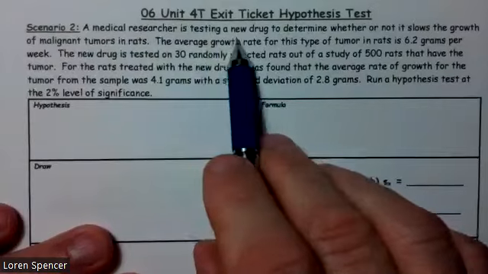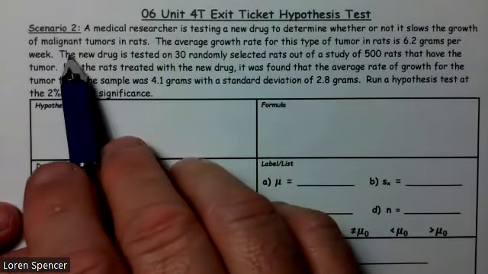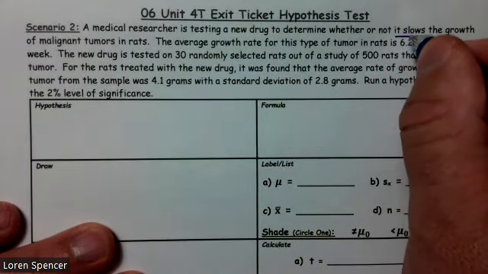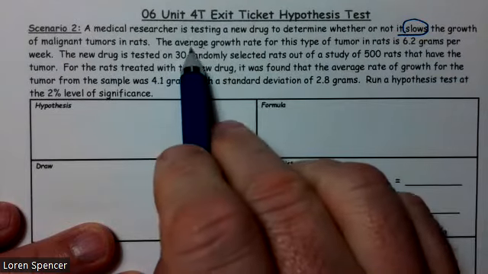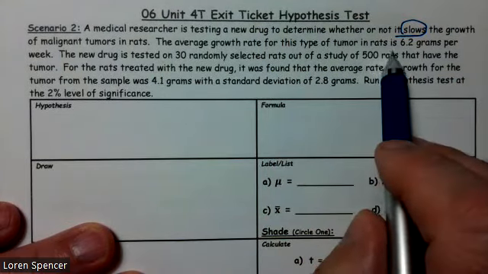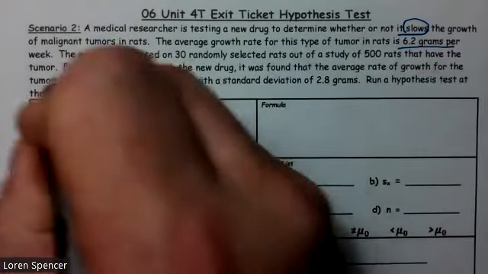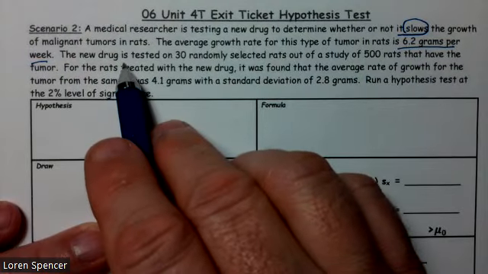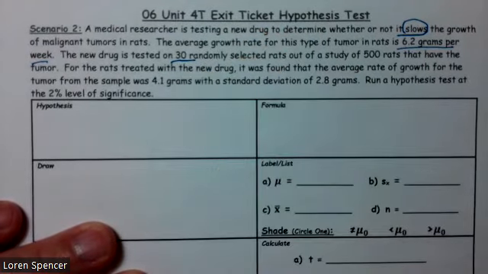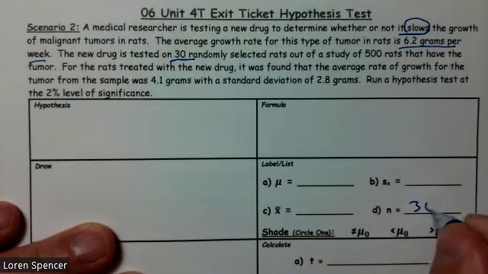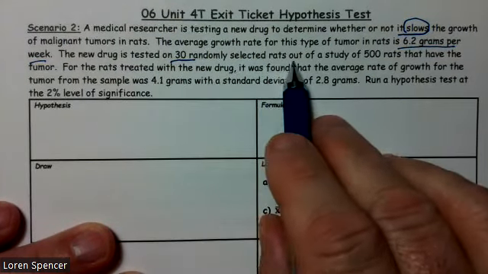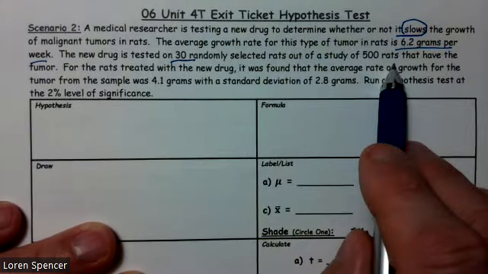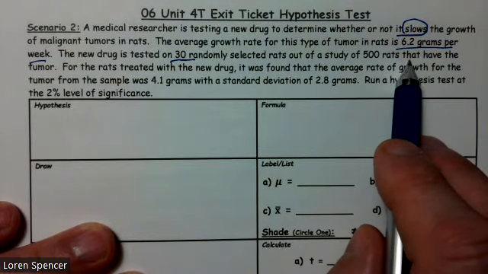A medical researcher is testing a new drug to determine whether or not it slows the growth of malignant tumors in rats. That word slows is going to be really important. The average growth rate for this type of tumor in rats is 6.2 grams per week. So we know that this is some sort of mean. The new drug is tested on 30, so we have our sample size of 30, selected rats out of a study of 500. So this is less than 10%, and that takes care of the 10% condition.